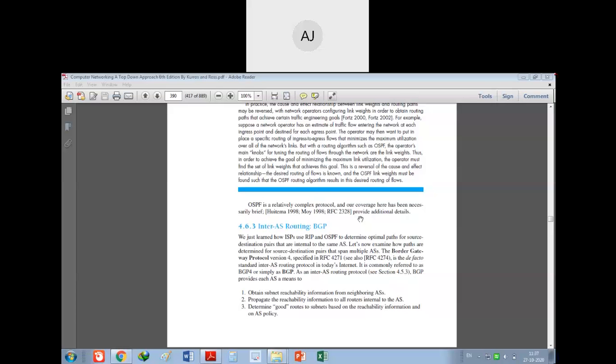Okay, in the last class, we studied intra-AS routing, that is, within the autonomous system. We studied two techniques. First one, do you remember? The first one is RIP, the Routing Information Protocol, and you have one more. Second one, do you remember the second one?